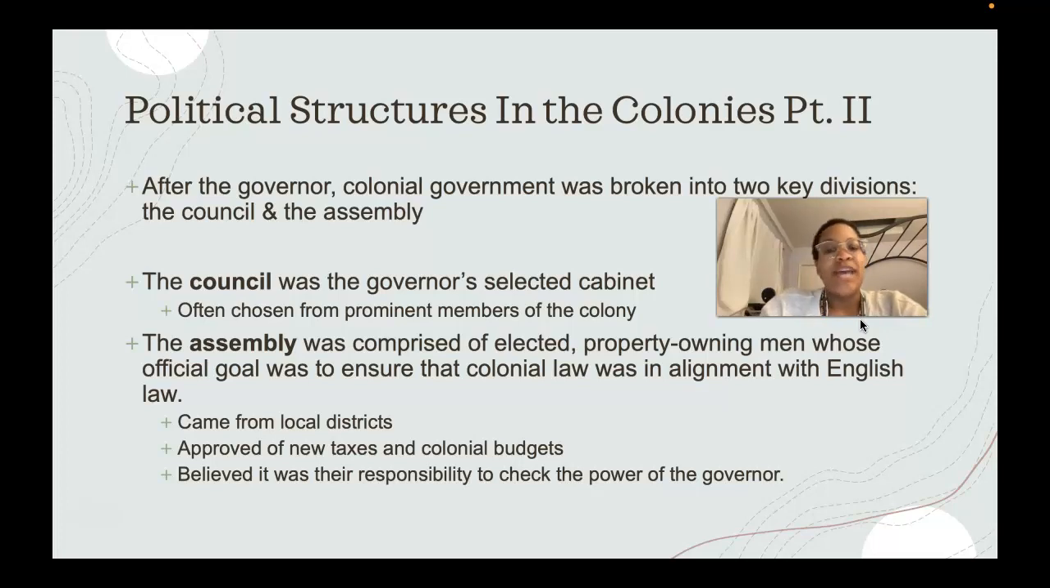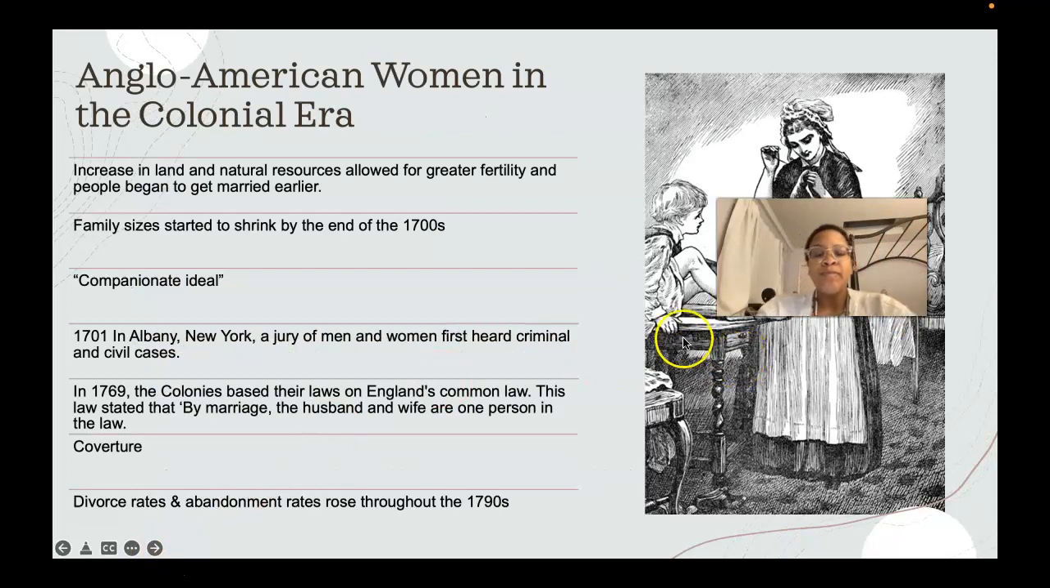They approved of new taxes and also of the colonial budgets. And they also believed that it was their responsibility to check the power of the governor, as the council really wasn't doing that because they were specifically appointed by the governor, right? So the assembly believed that we have a constituency because they were elected, and we need to make sure that the governor is not basically becoming a king.